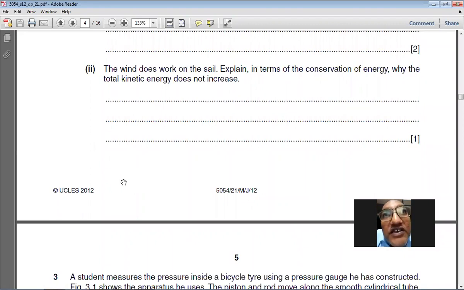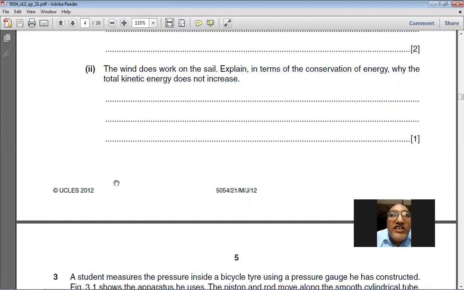The wind does work on the sail. Explain in terms of the conservation of energy why the total kinetic energy does not increase. Whenever the body is moving with the constant speed, the energy which you provide is not used to increase the kinetic energy, because the speed is not changing, the speed is constant. If the speed is constant, the kinetic energy will be constant, it will not be changing.